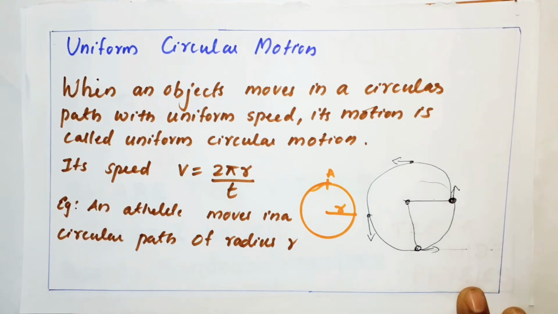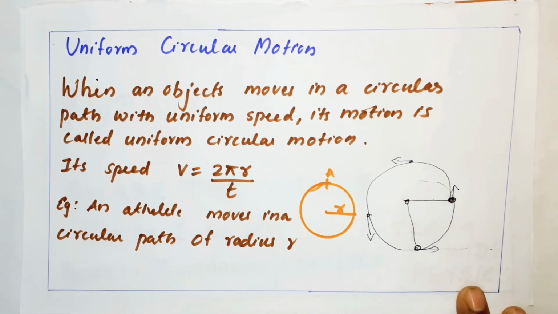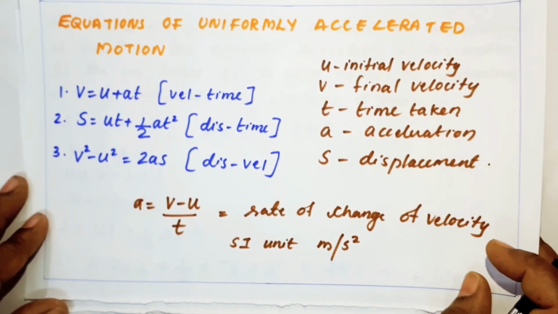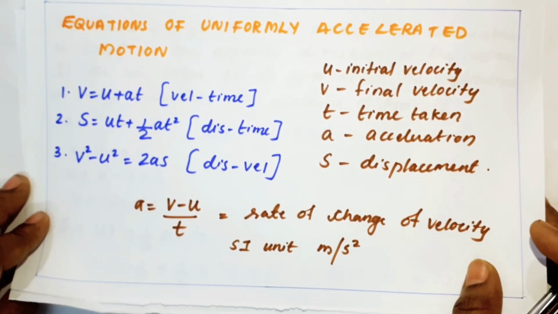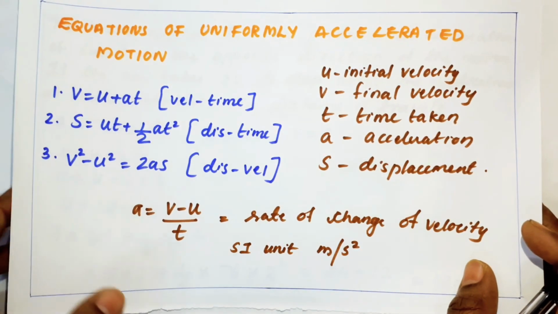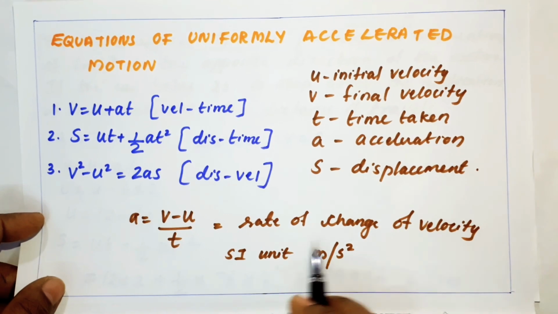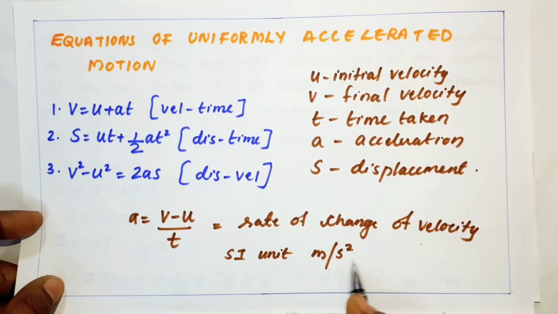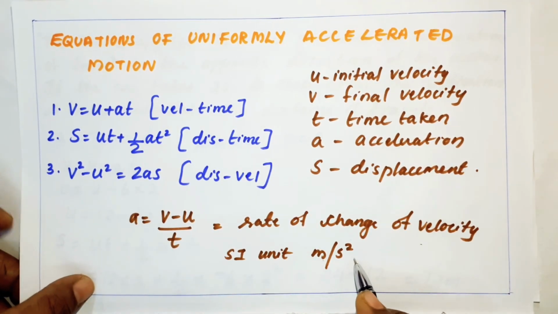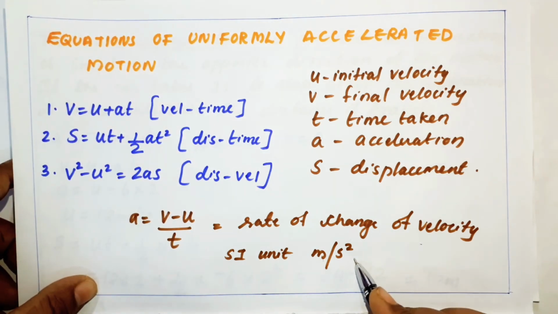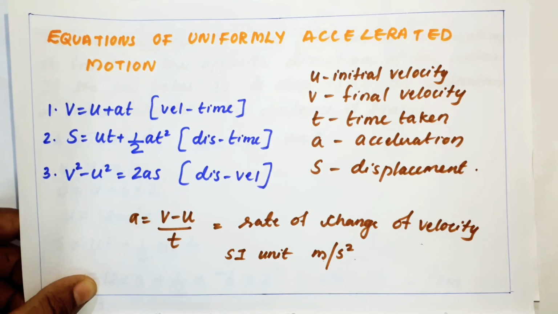The main thing we did in this video is about equations of motion. You should remember these equations: V equals U plus AT, S equals UT plus half AT square, V square minus U square equals 2AS. And remember, acceleration is the rate of change of velocity and its unit is meter per second square. Remember, acceleration is a vector quantity. Displacement is a vector quantity.